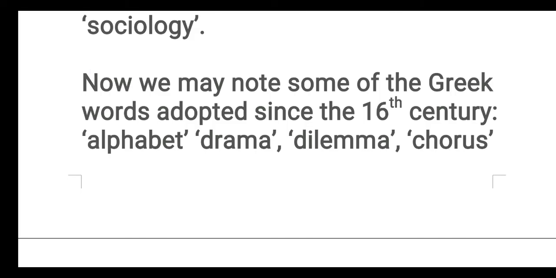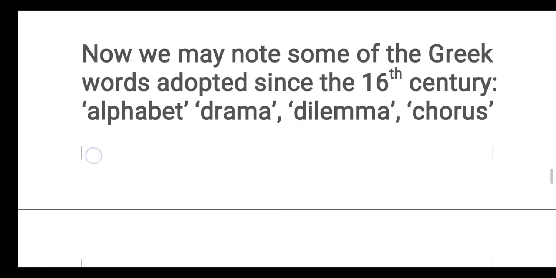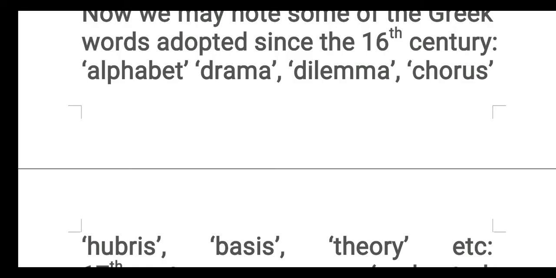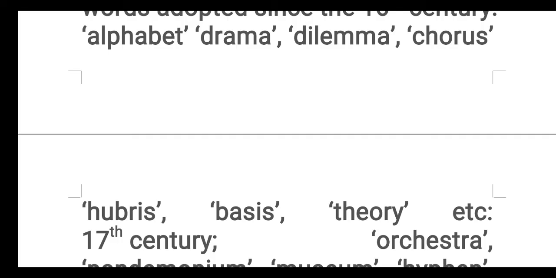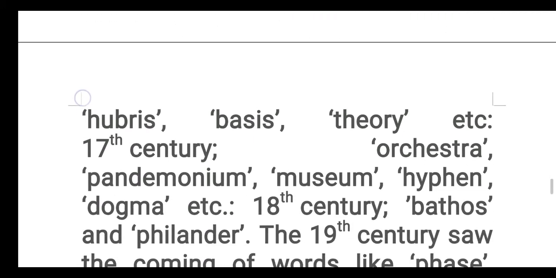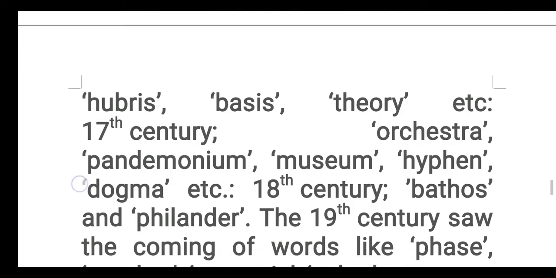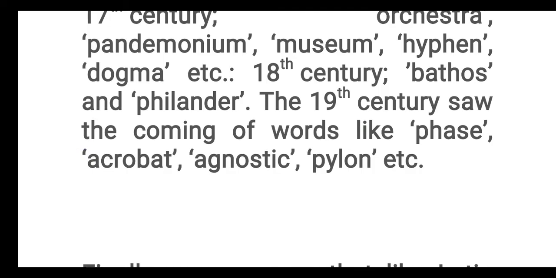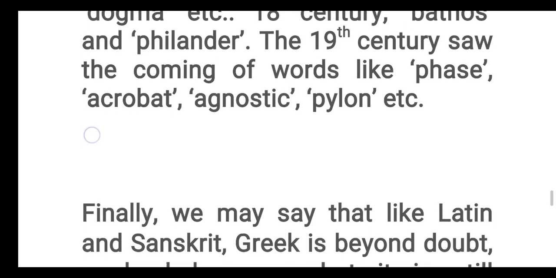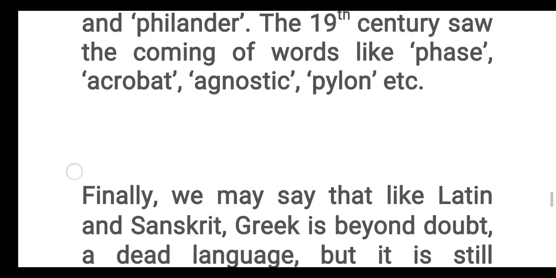We must also note some of the Greek words adopted since the 16th century. If we talk about the words which came into English from Greek during the 16th century, these are the words you can note down: alphabet, drama, dilemma, chorus, hubris, basis, theory, etc. During the 17th century, new Greek words came into the English language, like orchestra, pandemonium, museum, hyphen, dogma, etc. During the 18th century, again hundreds of words like bathos, philander, and so on entered into English. And during the 19th century, words like phase, acrobat, agnostic, pylon, etc. have entered into English.